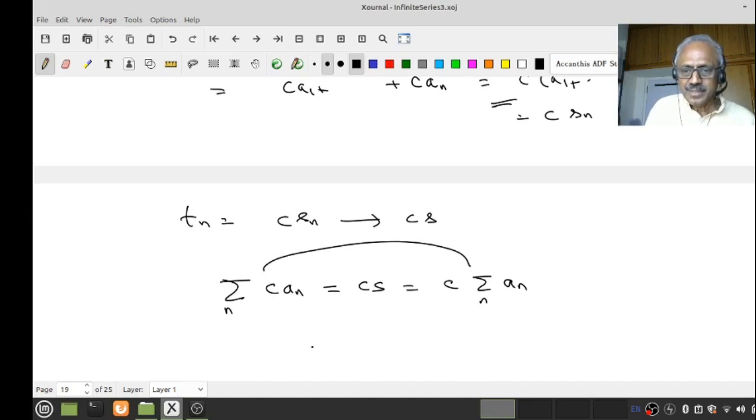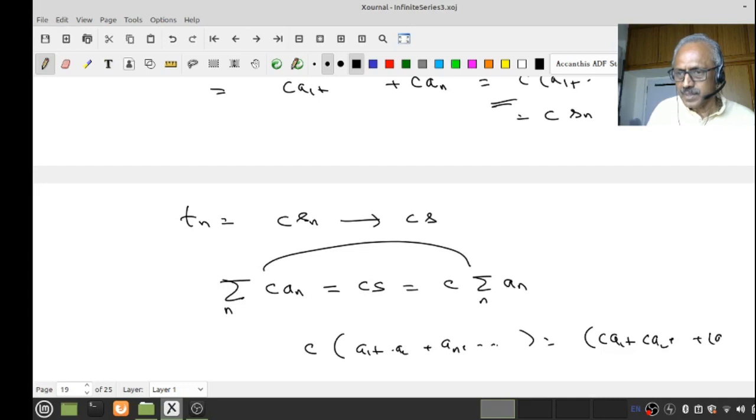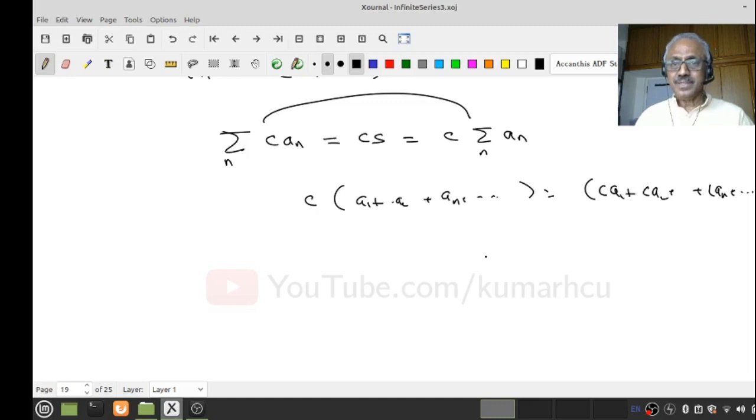This looks like C times (A1 plus A2 plus AN plus dot dot dot) equal to CA1 plus CA2 dot dot dot plus CAN plus dot dot dot. So in some sense the infinite distributive law holds. But is it always true? No. What is the condition I am imposing? The infinite series summation AN is convergent. So only for that case it is true, right?